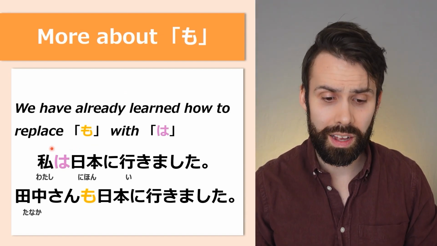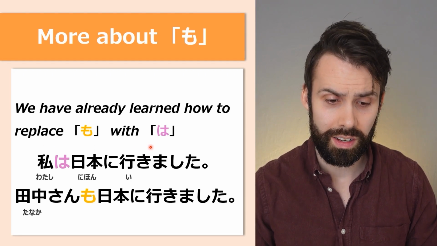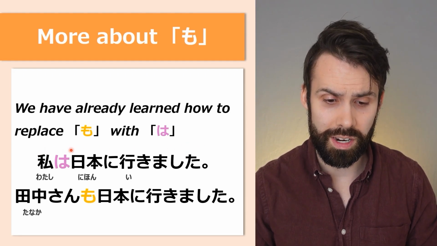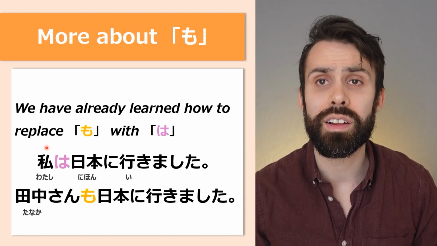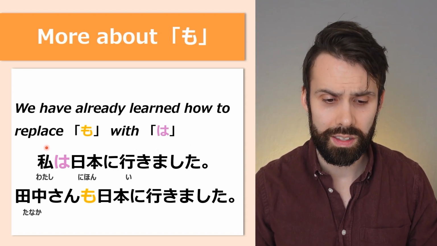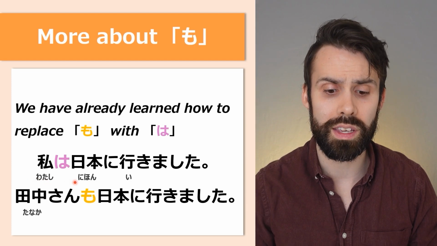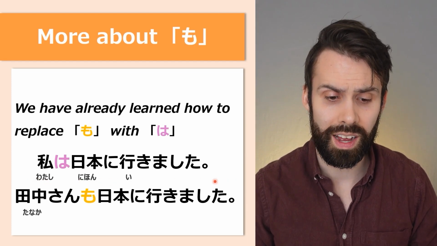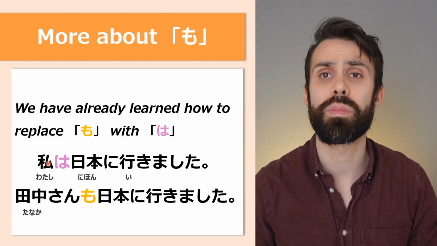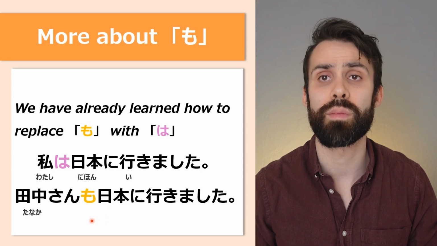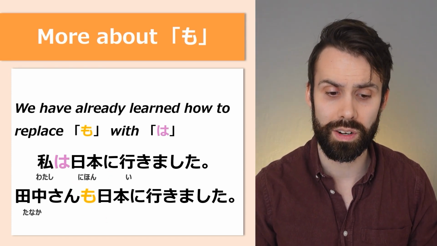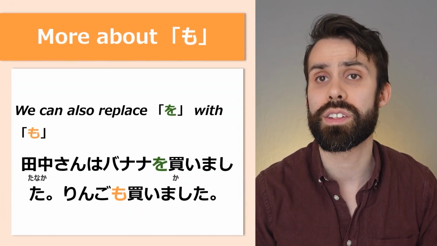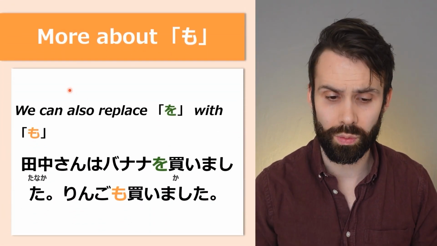私は日本に行きました. I went to Japan. If we want to say that someone else also went to Japan, we can say 田中さんも日本に行きました. So this wa particle is replaced with も. 田中さんも日本に行きました. Simple enough.